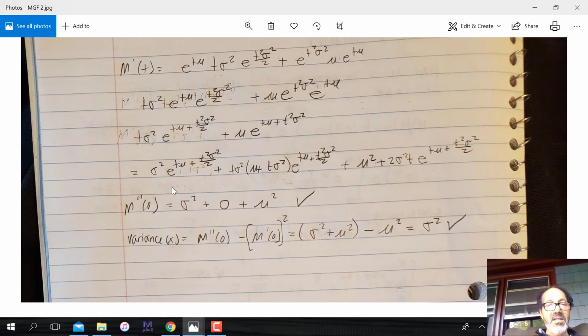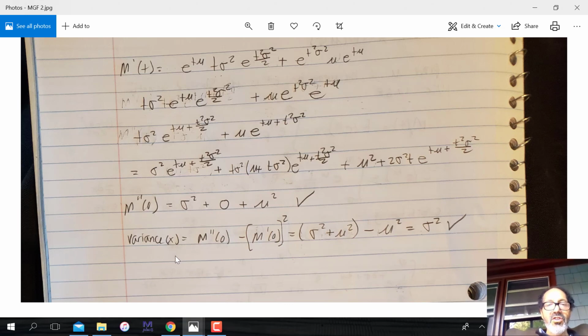So when we set t to 0, well, this whole thing will become 0. E to the 0 is 1. 1 times sigma squared. This part here will just be 0 because you have a t down here, right? And this last part will get mu squared plus, well, this will be 0 because you have a t. So it's just mu squared. So you get sigma squared plus 0 plus mu squared. So that's the second derivative with t equals 0.